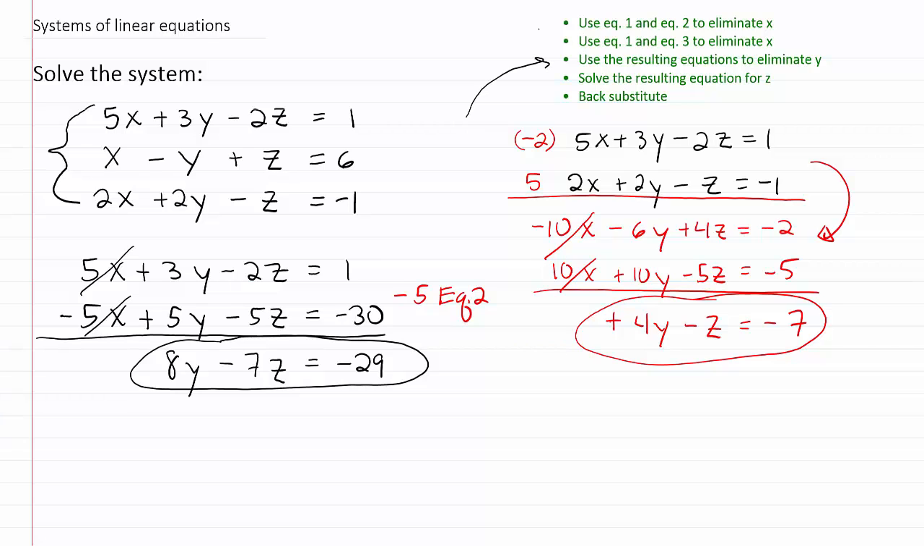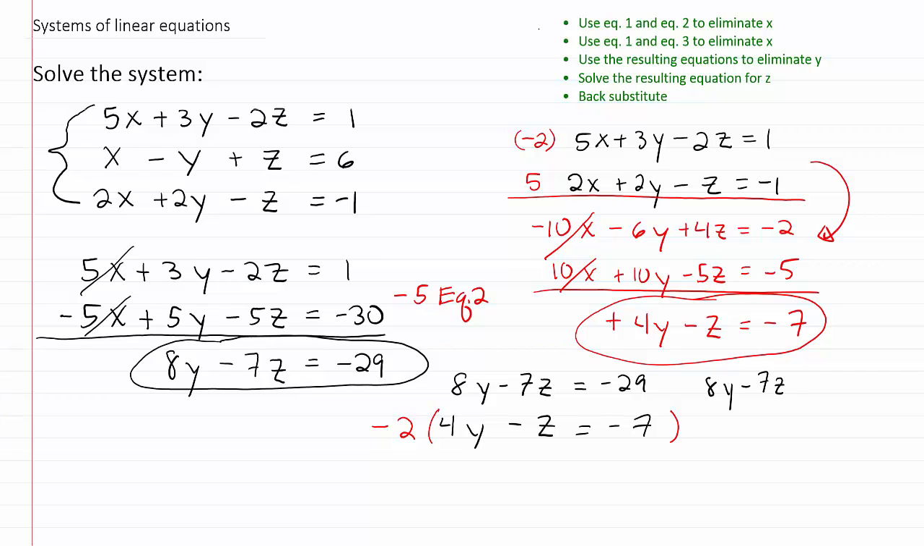It says use the resulting equations to eliminate y. So we're going to pair these equations up together now. So let's think about 8y minus 7z is equal to negative 29, and positive 4y minus z is equal to negative 7. What can I do to get rid of y here? Well, what if I multiply the bottom equation by simply negative 2? So the top equation would remain the same. It would be 8y minus 7z is equal to negative 29. But the bottom equation would now become negative 8y plus 2z is equal to positive 14. If I add these together, the 8s will cancel out and the y's will cancel out as a result. And then we'll have negative 5z is equal to negative 15.